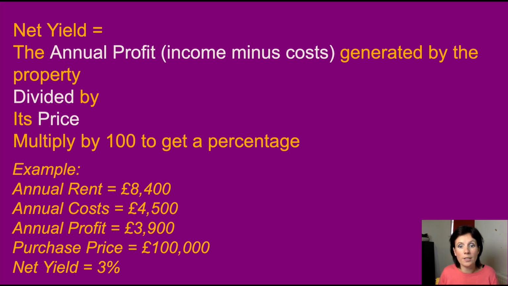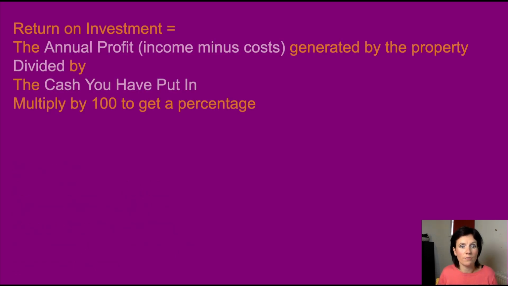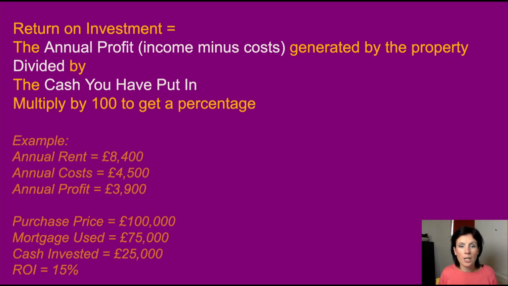But the calculation that I personally find most important is your return on investment. The reason your return on investment, which a lot of people refer to as ROI, is so useful is because you're taking your annual profit, which is what you end up with in your pocket, and you're dividing it by the amount of cash you have physically put into the property. So let's take that property. The annual profit is lower as you have a mortgage to pay. However, your actual cash invested is also lower as you've used a mortgage. So in essence, your return is lower, but your investment is lower, which means your return on investment is higher.